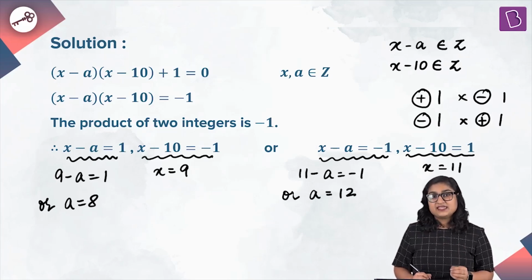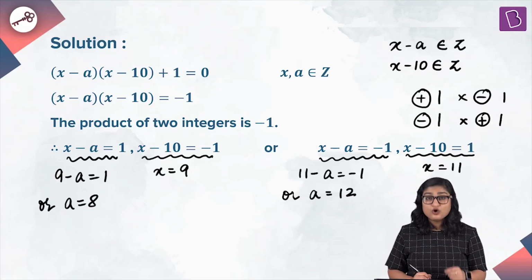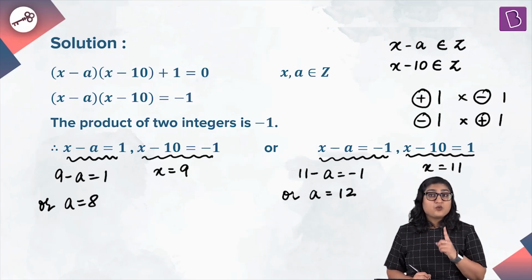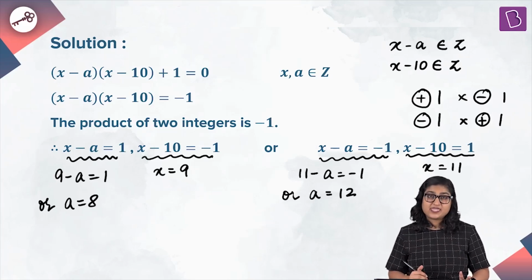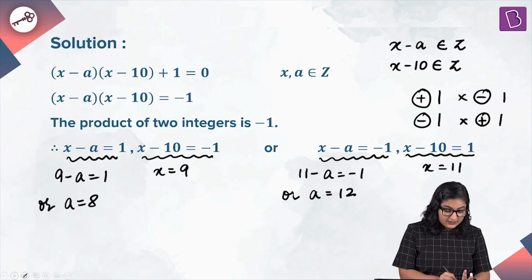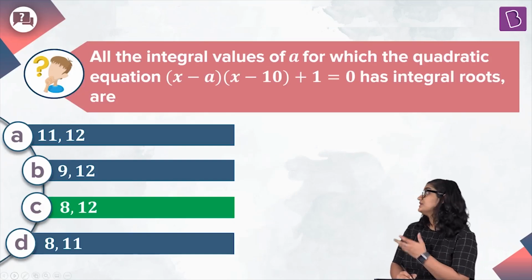That means we can say that for this equation, x minus a times x minus 10 plus 1 equal to 0 will have integral roots when a is equal to 8 or when a is equal to 12. Alright, both the values of a are possible. Now let's see which option is correct. As you can see that option C matches with our answer here.